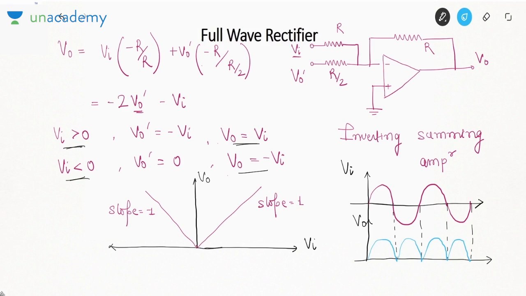Okay. So you have understood the operation of this full wave rectifier. We can draw two things, either the output waveform or the transfer characteristic. But remember, whenever you see a diode, just try and apply the open circuit test.